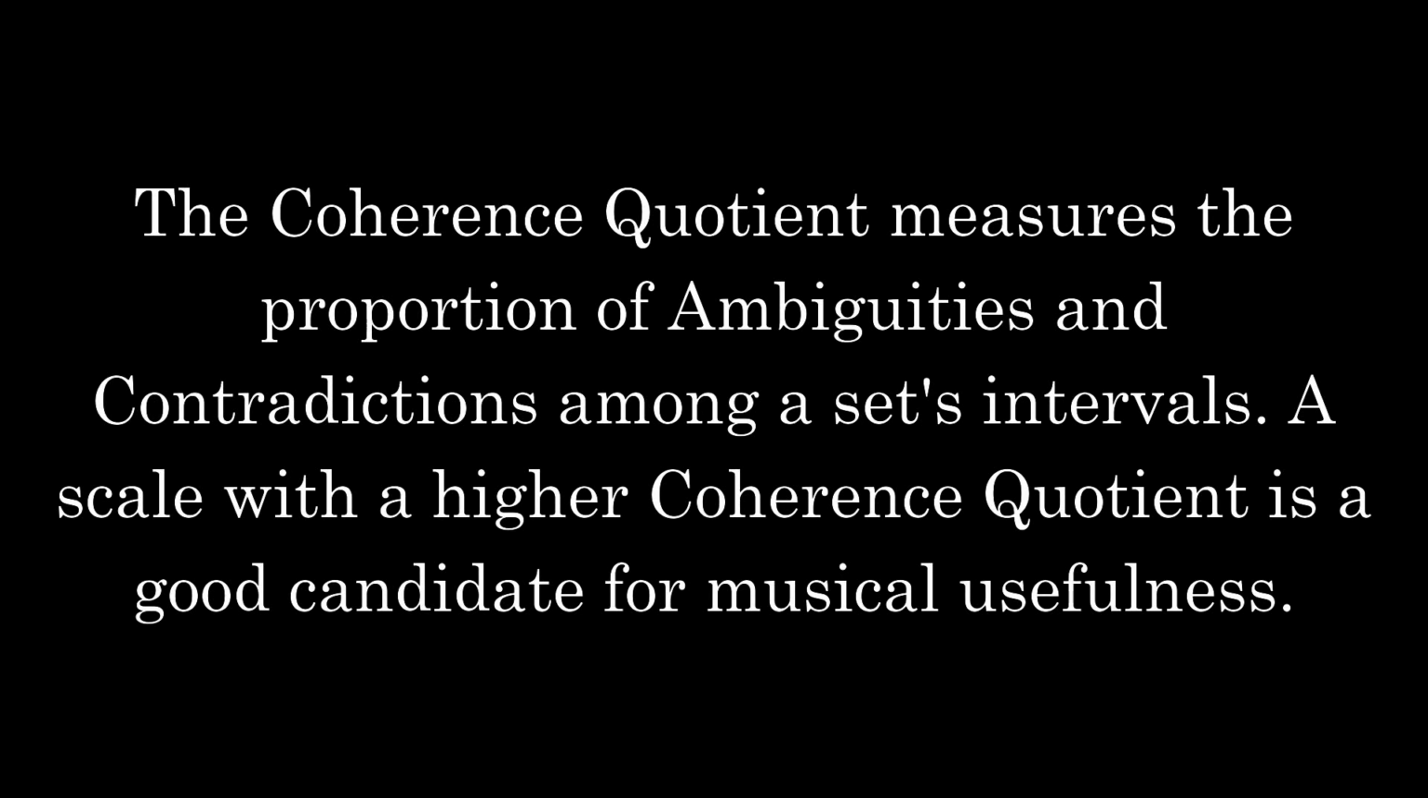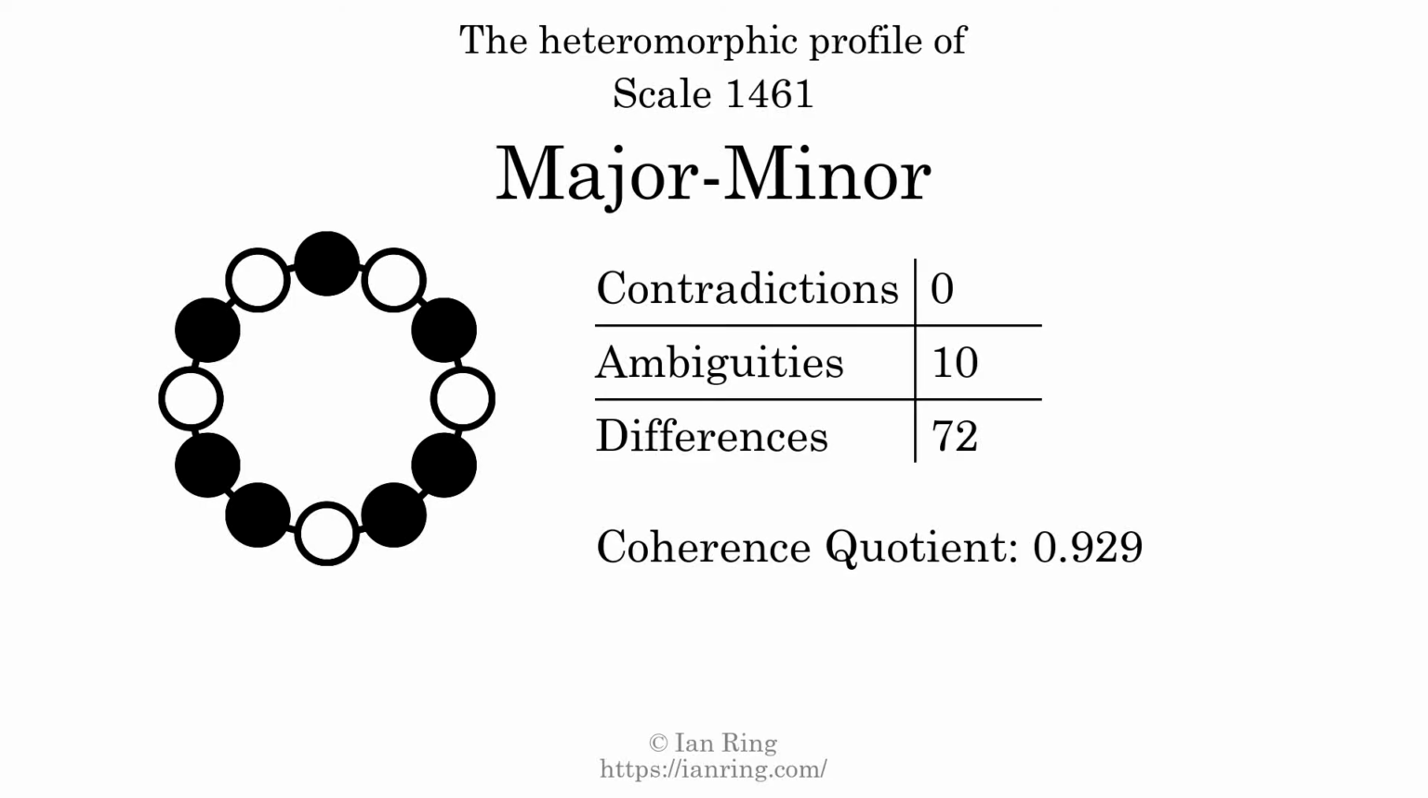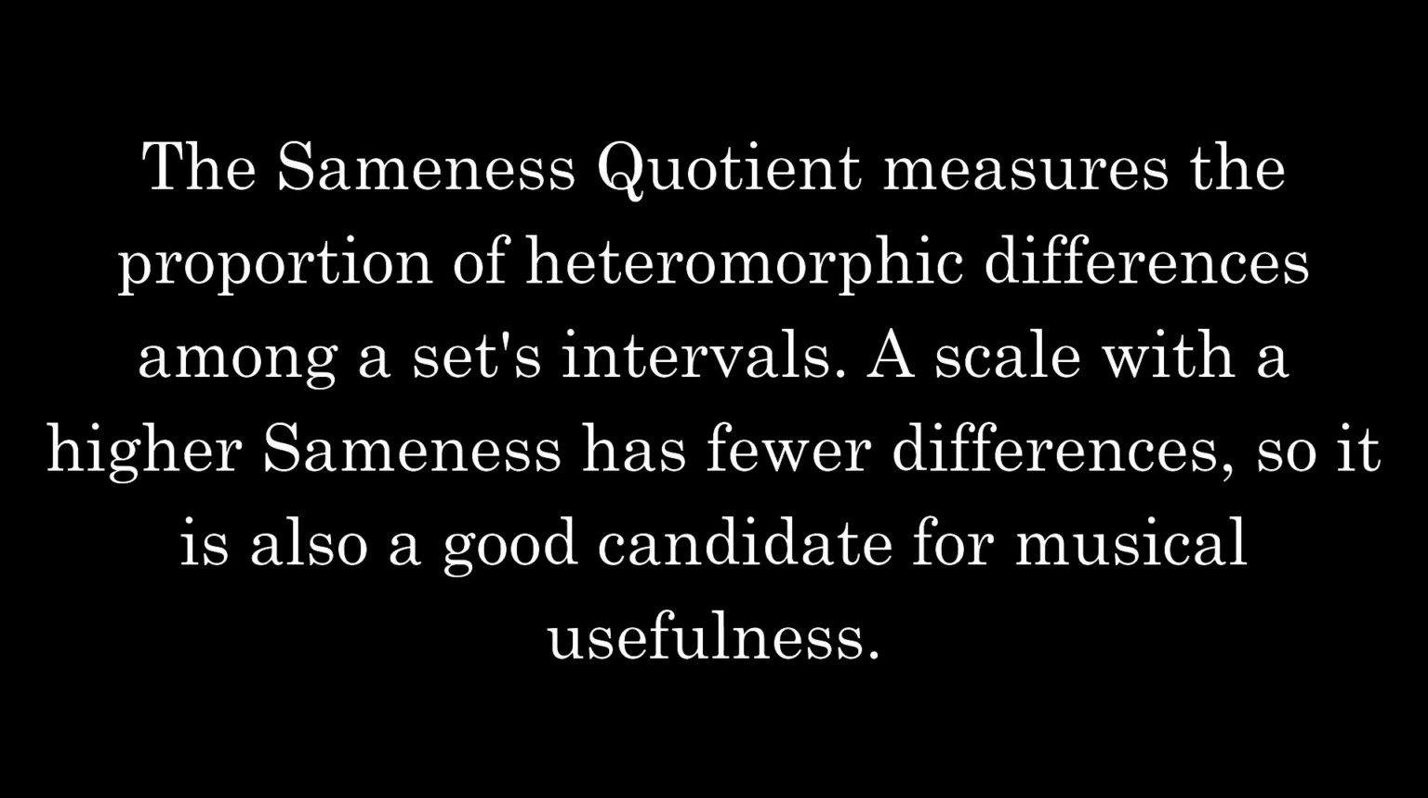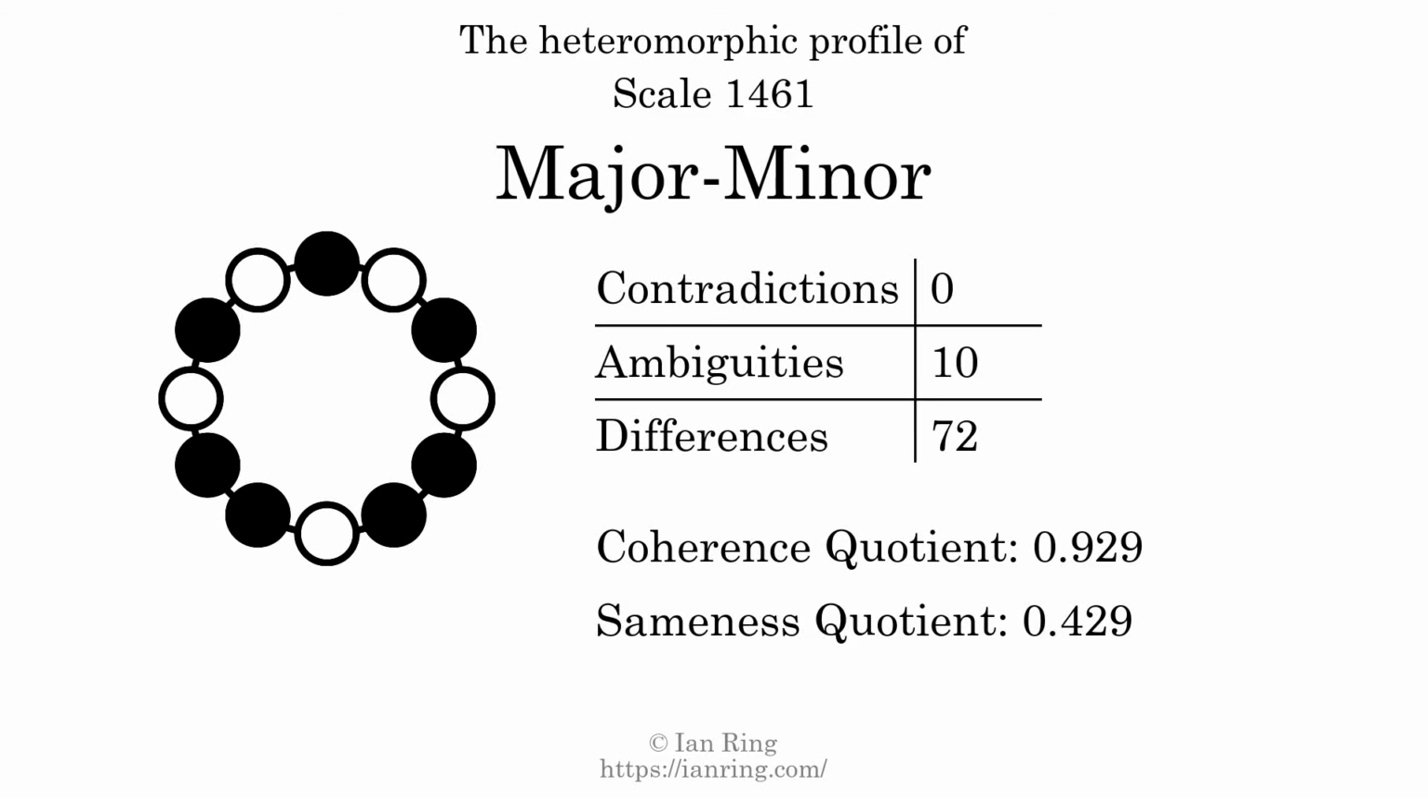The coherence quotient measures the proportion of ambiguities and contradictions among a set's intervals. A scale with a higher coherence quotient is a good candidate for musical usefulness. The coherence quotient is 0.929. The sameness quotient measures the proportion of heteromorphic differences among a set's intervals. A scale with a higher sameness has fewer differences, so it is also a good candidate for musical usefulness. The sameness quotient is 0.429.